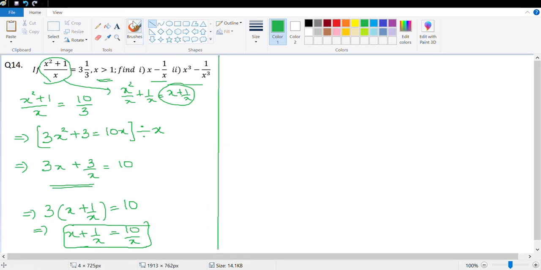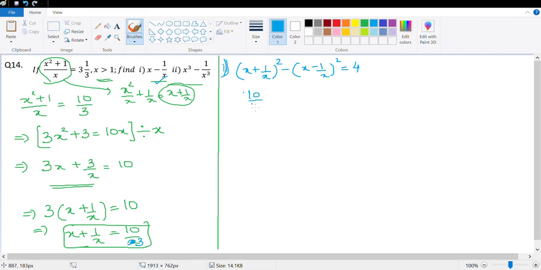Anyway, let's move on. So we've calculated the value of x plus 1 upon x. What they want us to figure out is x minus 1 upon x. So the relation between x plus 1 upon x and x minus 1 upon x, that's x plus 1 upon x the whole square minus x minus 1 upon x the whole square is equal to 4. Let's substitute values. What we get is, no, this is not x, this is 3. Yeah, that's why I was surprised. So this is 3, 10 upon 3.